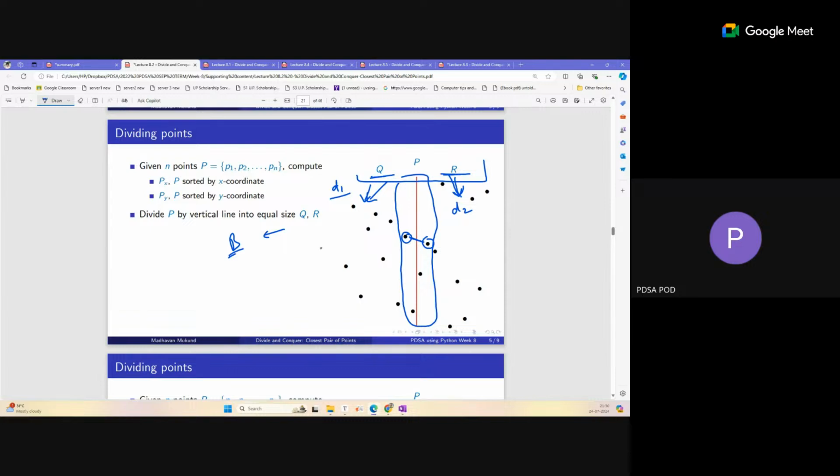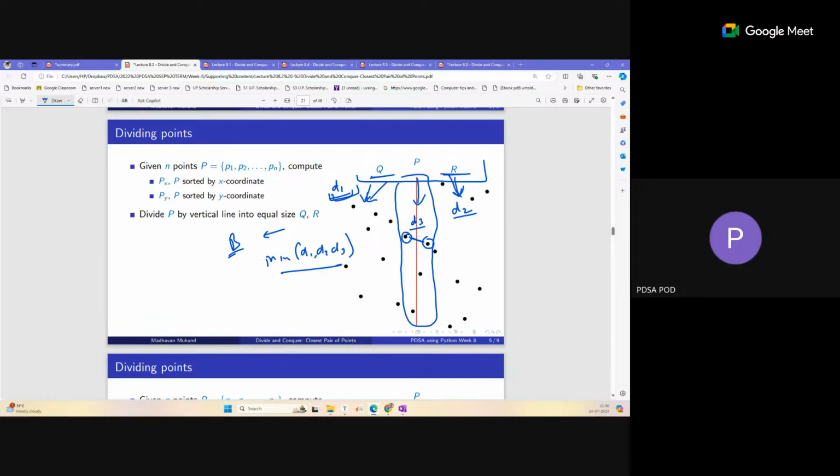So these are the three areas we need to check. That means we will find out the shortest distance on the closest point in the left Q area, right area, and the border area. Suppose this is D3. You find these three points, you find out the closest point. After that, you will return the minimum of D1, D2 and D3. So this is the final thing.